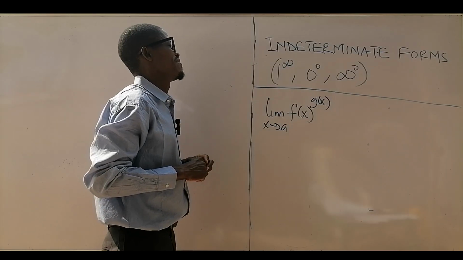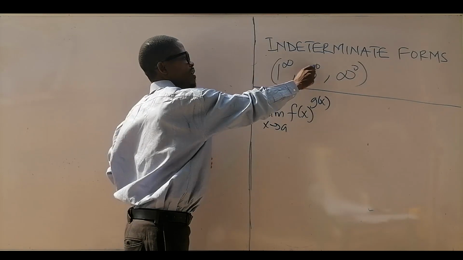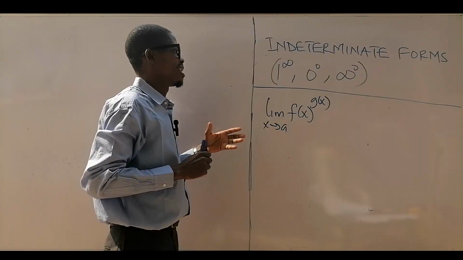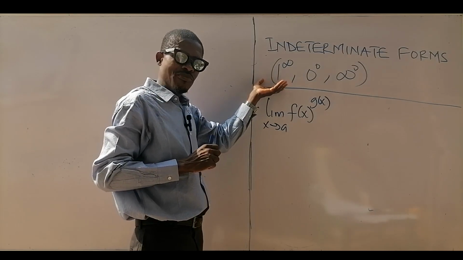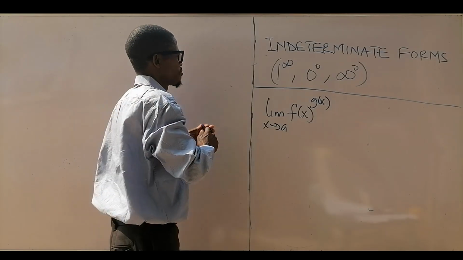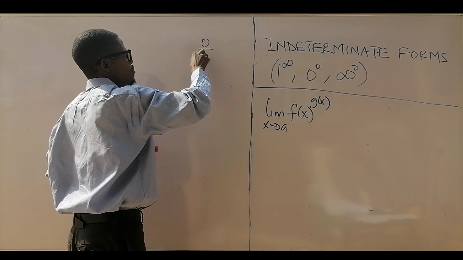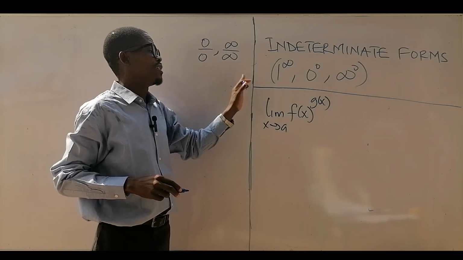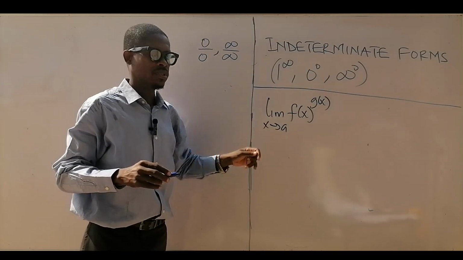We're looking at indeterminate forms of 1 to power infinity, 0 to power 0, infinity to power 0. In this case, we can't use L'Hopital immediately. We need to do a little algebra so that we can transform this indeterminate form to 0 over 0 or infinity over infinity. How do we do that? That is what I'm going to discuss in this video. I'm going to back it up with questions.